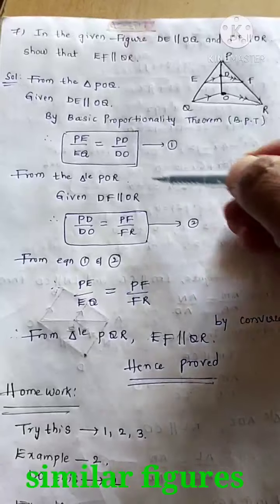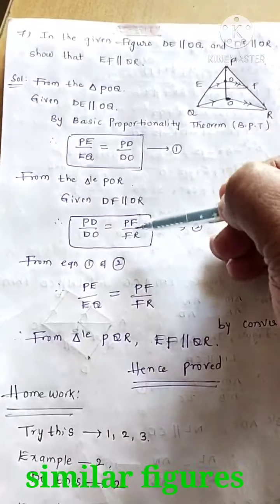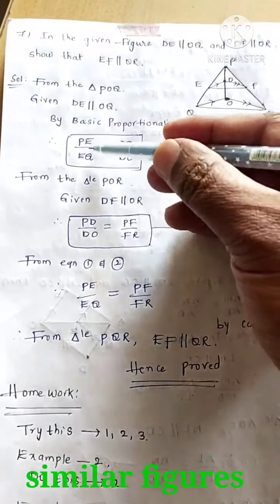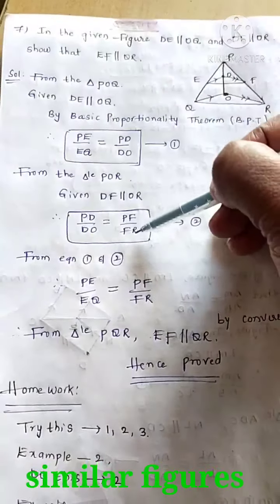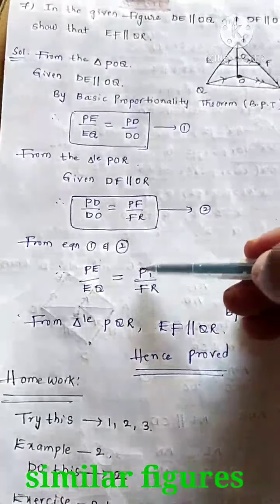Using equation 1 and 2, see this is equal to PD by DO. This is also equal to PD by DO. Therefore, these two are equal. From equation 1 and 2, PE by EQ is equal to PF by FR. See, PE by EQ is equal to PF by FR.